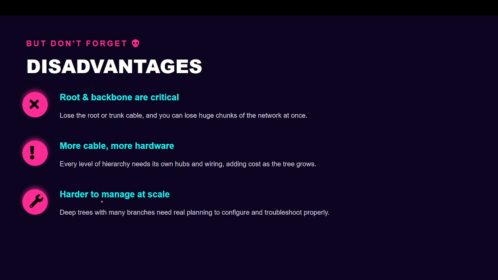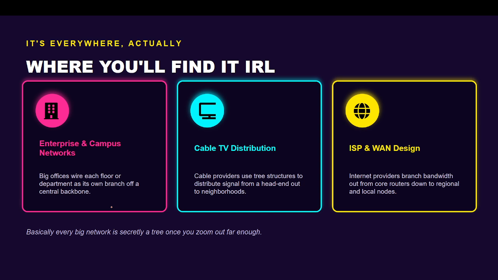Disadvantages, don't forget the trade-offs though. Lose the root or trunk cable and you can lose huge chunks of the network in one shot. Every level of hierarchy needs its own hub and wiring, so cost climbs with the tree. More cable, more hardware required. And deep trees with tons of branches generally need careful planning, harder to manage at scale. So cabling cost is higher, and if the central hub fails, the system breaks down.